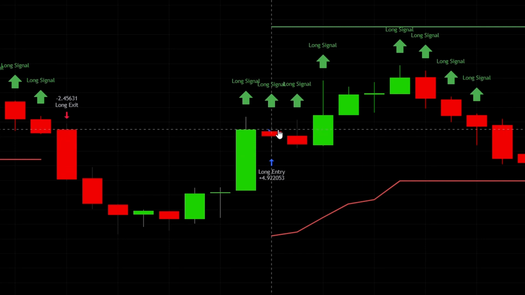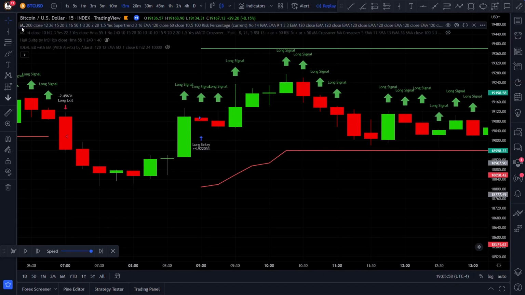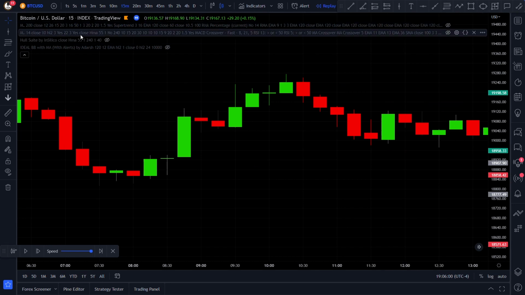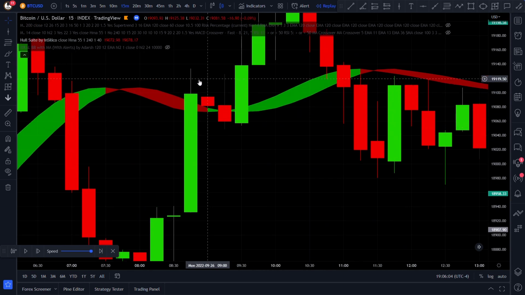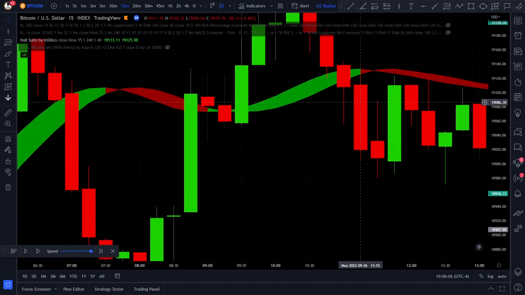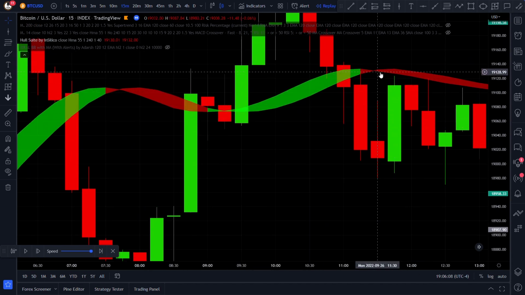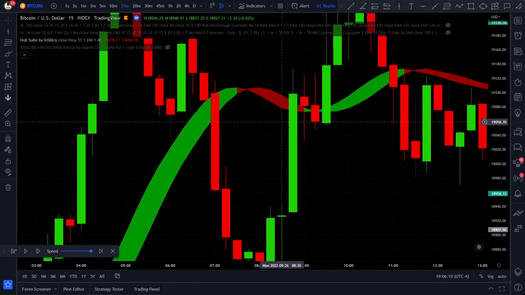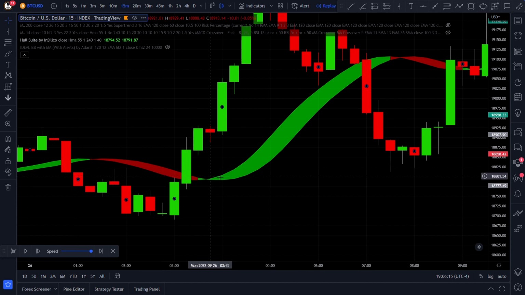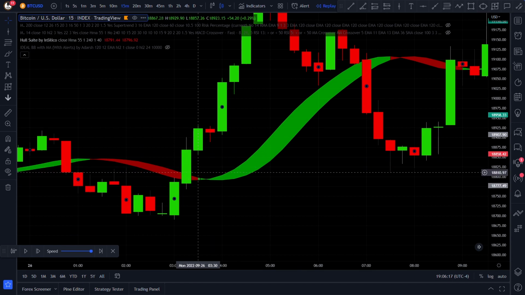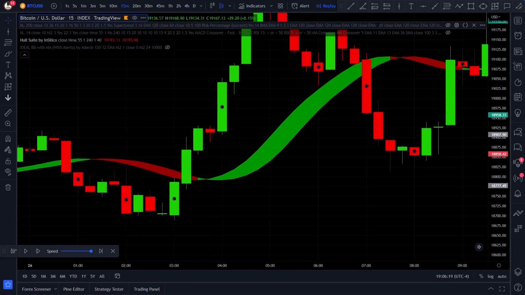For an example scenario, let's use the Whole Suit as our entry signal indicator. When the Whole Suit turns green, we can enter into a long position, and when it turns red, we can enter into a short. Here you can see that the Whole Suit switched from red to green. But which candle is going to be the signal candle? And which one is the entry candle?